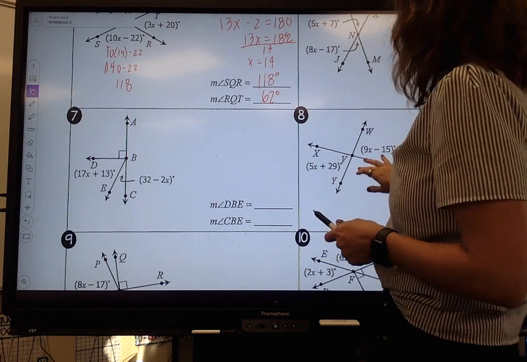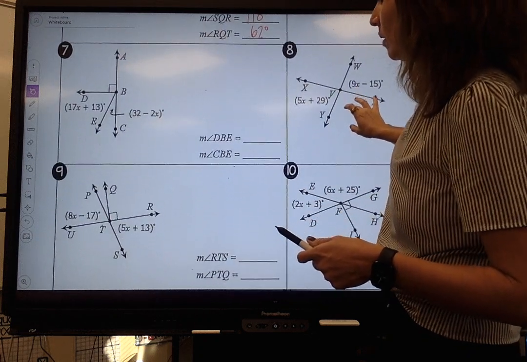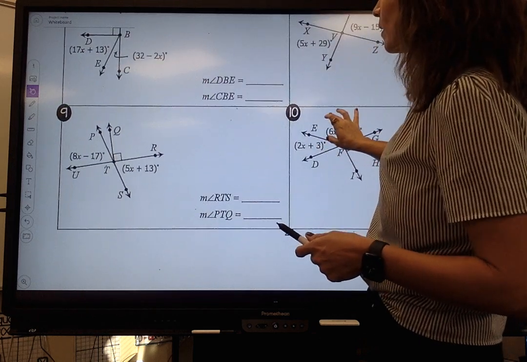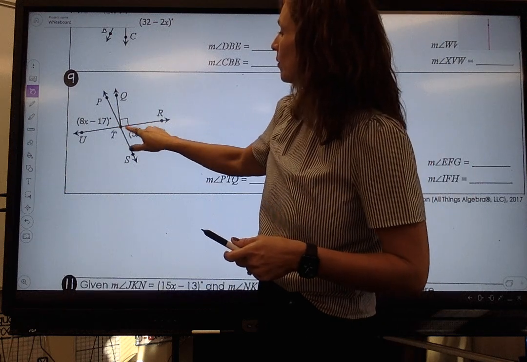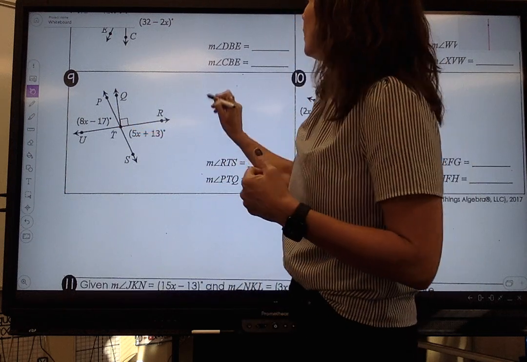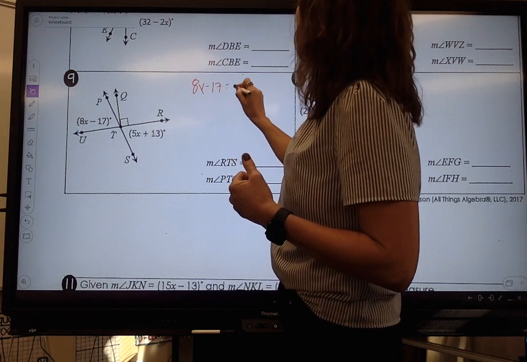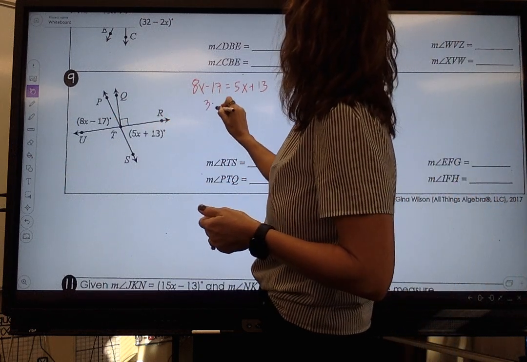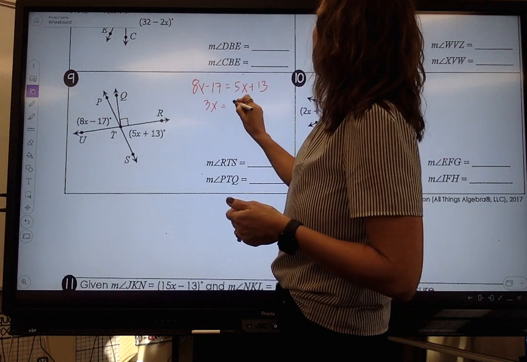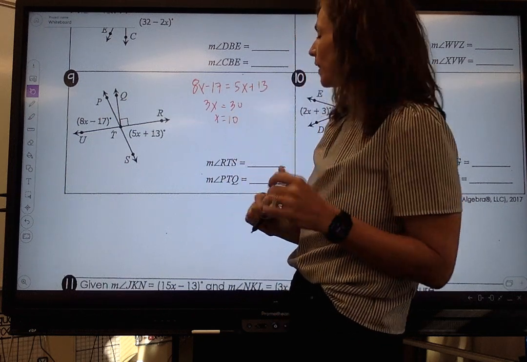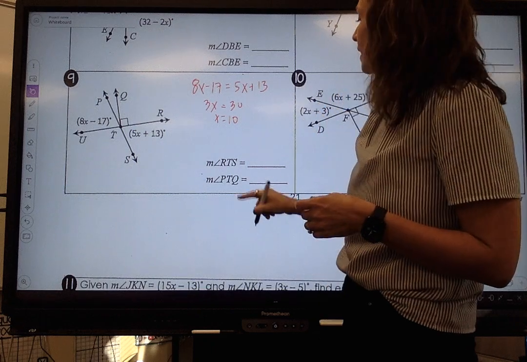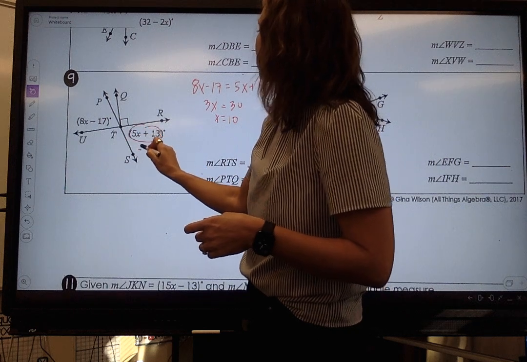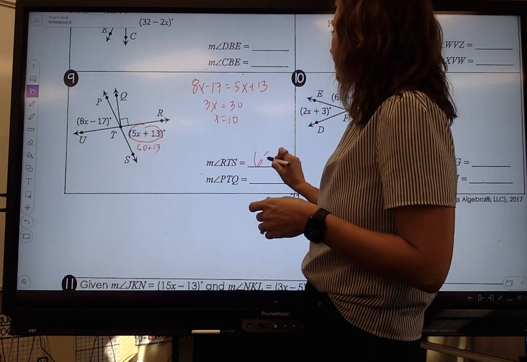All right, P2. Oh, I like this one. Let's go back and look at number 9. Okay, here I have vertical angles. You know vertical angles are equal to each other. So I'm going to say 8x minus 17 equals 5x plus 13. Solve for x, subtract 5x on both sides, and then add 17 on both sides, and I get x equals 10. That's my value of x. Look what the question's asking. It's asking for RTS. So RTS is this one here. So it's 50 plus 13, and that's 63 degrees.